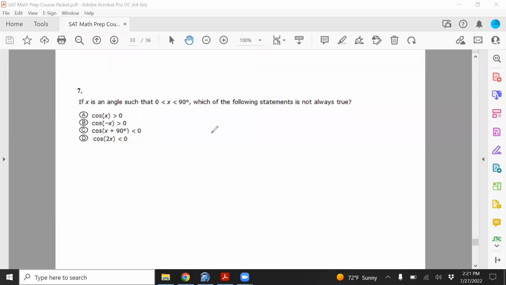Okay, which one is not always true? So you're in the first quadrant. Did you do trig last year in pre-calculus, or are you taking pre-calculus next year? No, I took pre-calc, but we did some. Okay. Are you familiar with the quadrants?